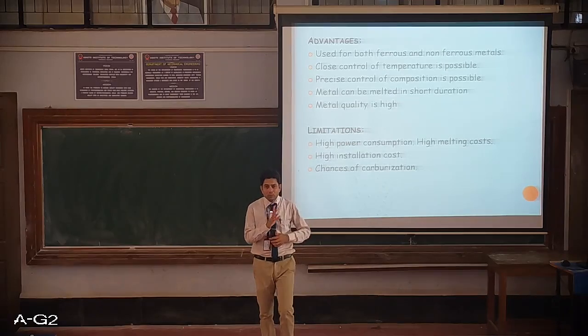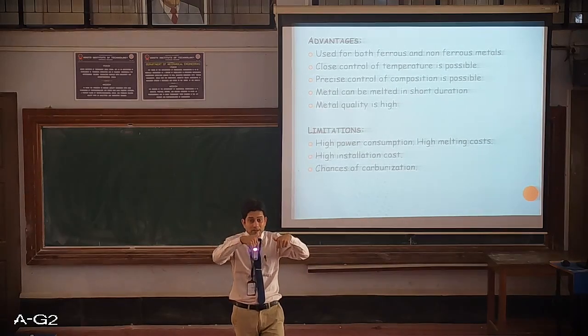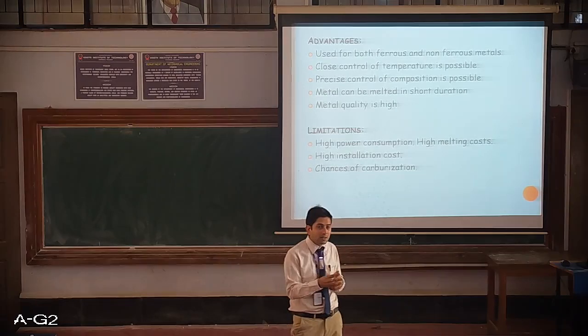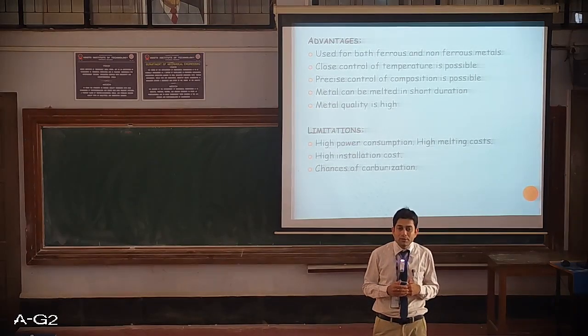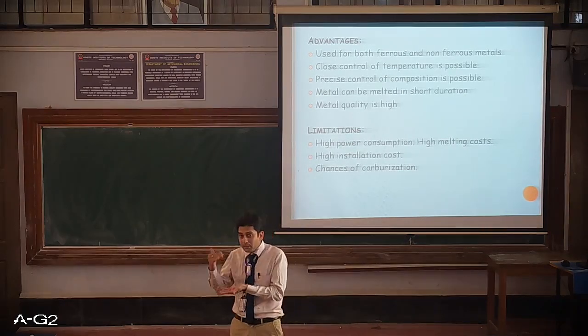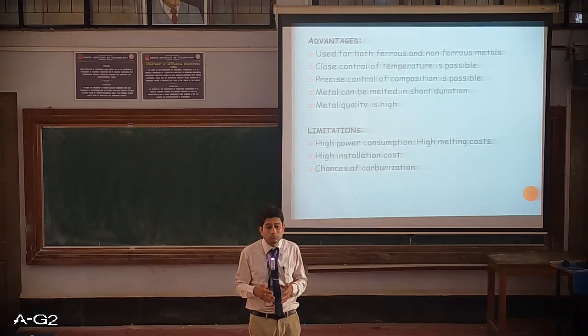And chances of carburization are there. Only one point, that is, chances of carburization. Since you are making use of graphite electrodes, graphite is a source of carbon, and that can enter into the melting metal and lead to a problem called carburization. Once the casting has been done, after solidification or after pouring, the carbon content will also be high, because of which the metal will be slightly more brittle in nature.